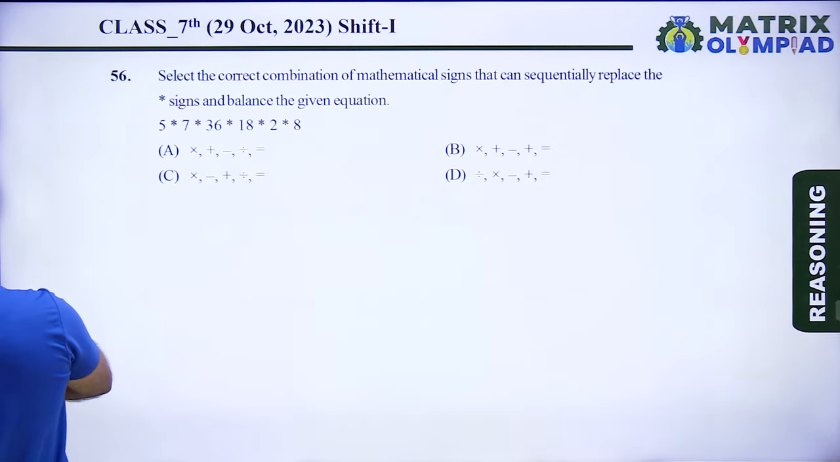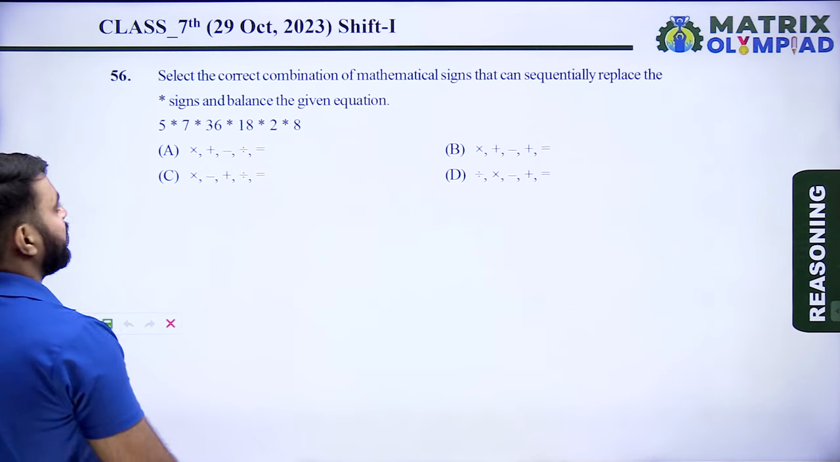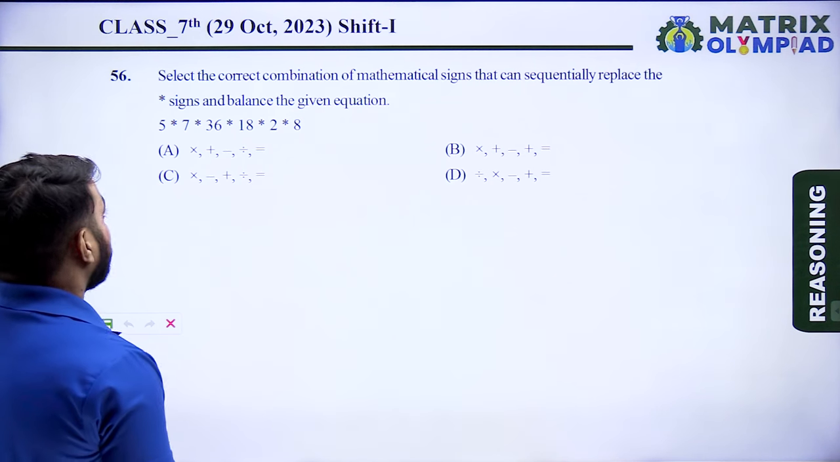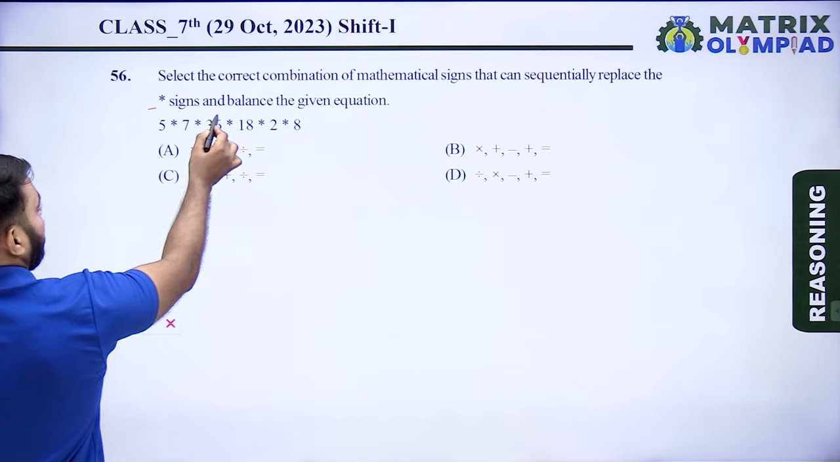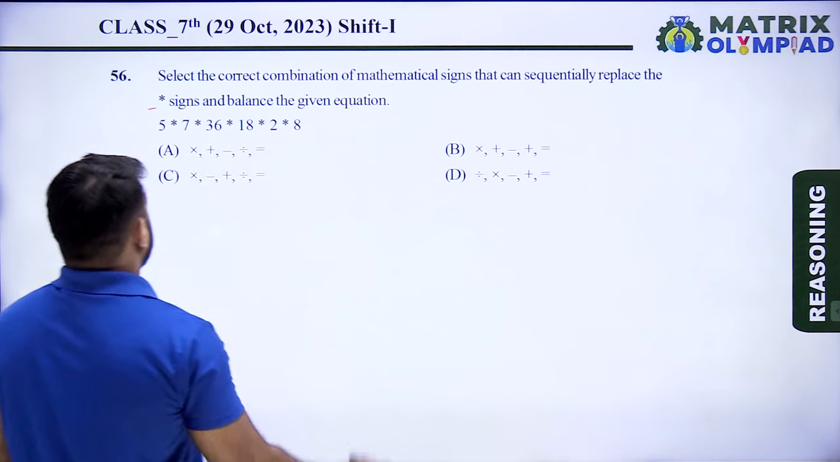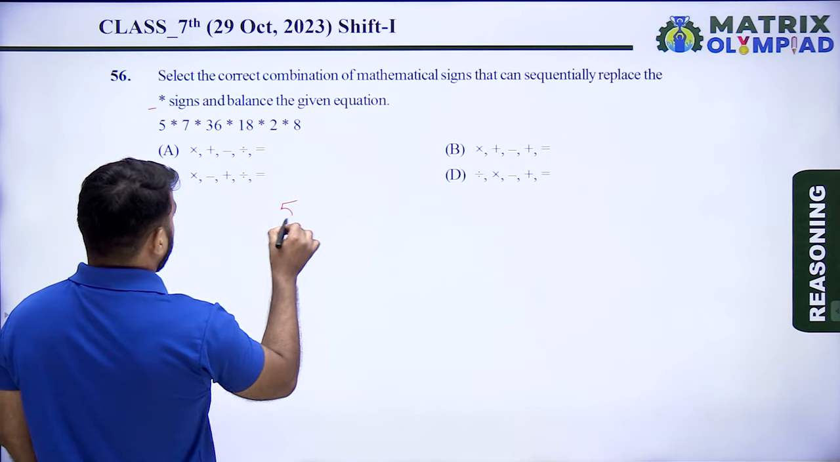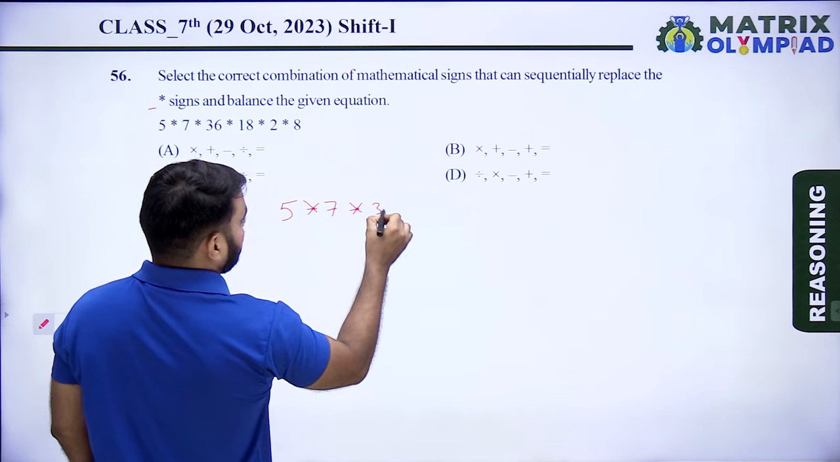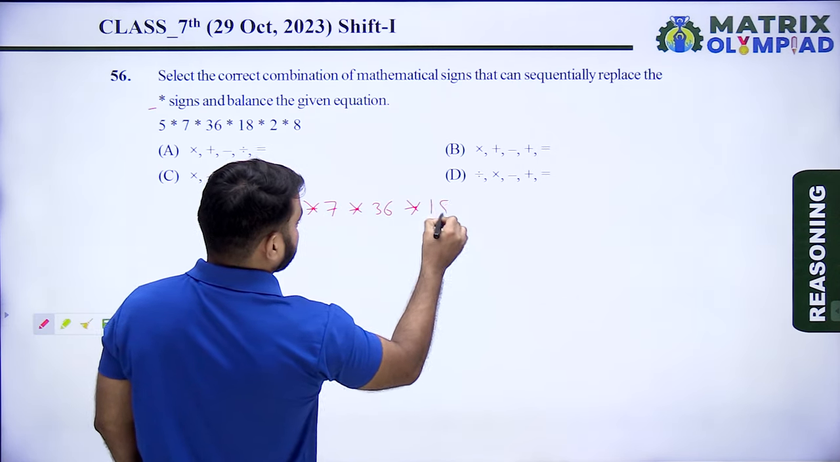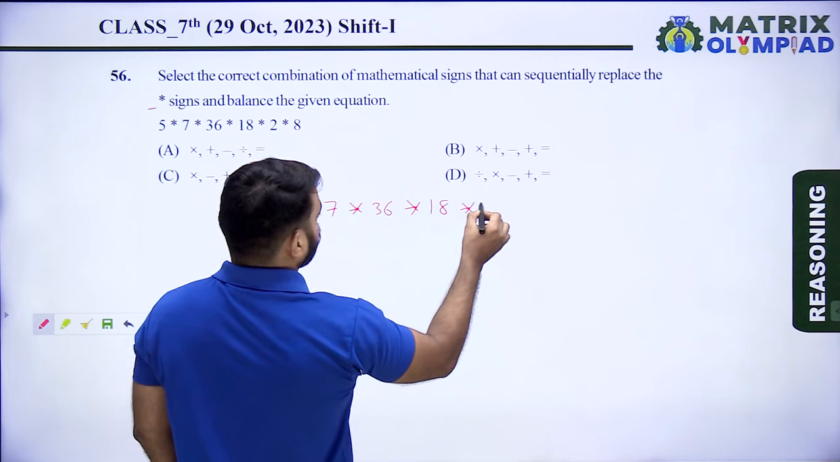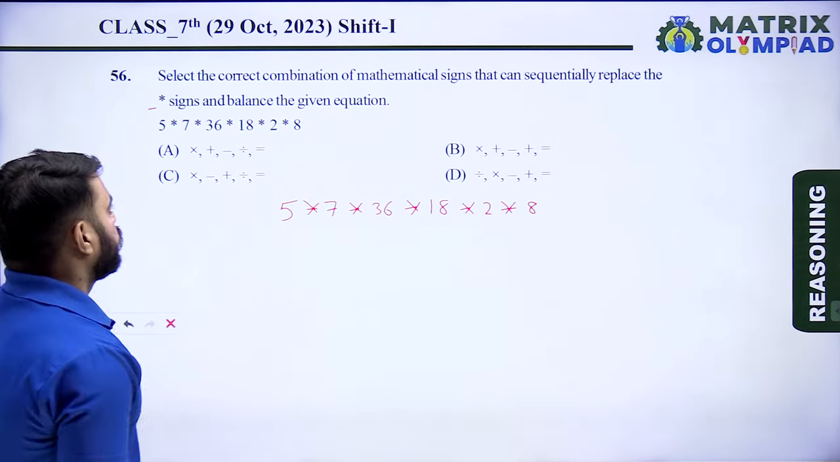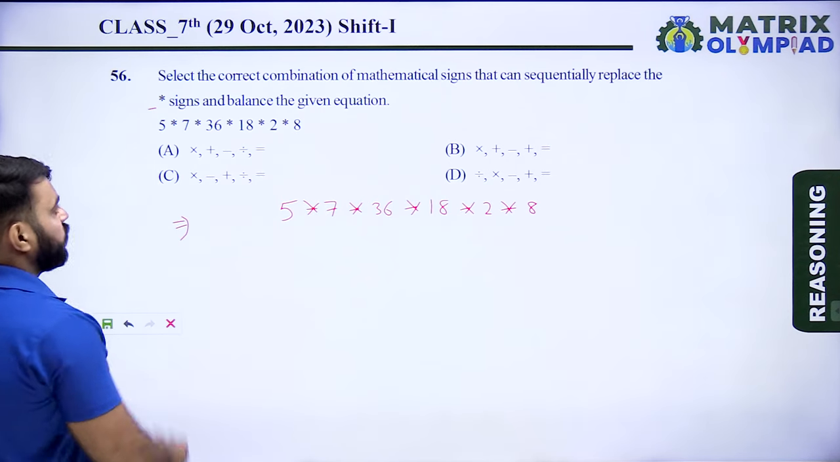So the next question is question number 56. Select the correct combination of the mathematical sign that can sequentially replace the abstract sign and balance the given equation. So the equation is 5 abstract 7 abstract 36 abstract 18 abstract 2 abstract 8. Okay, choose the correct combination.